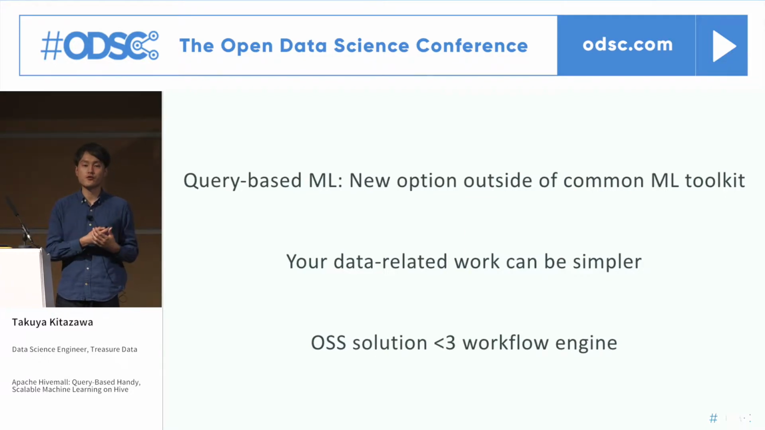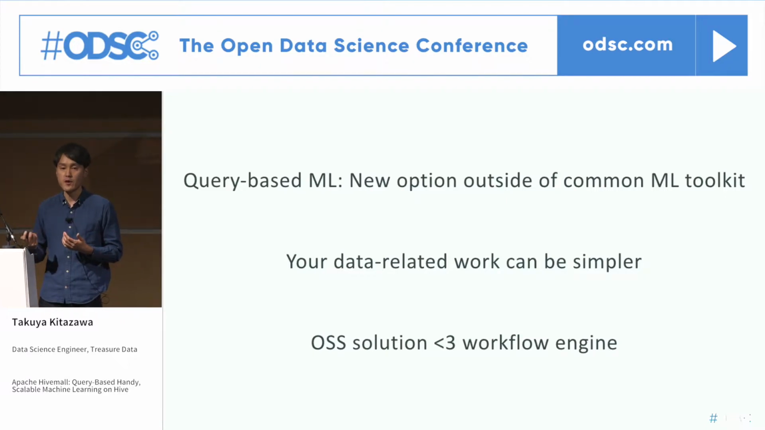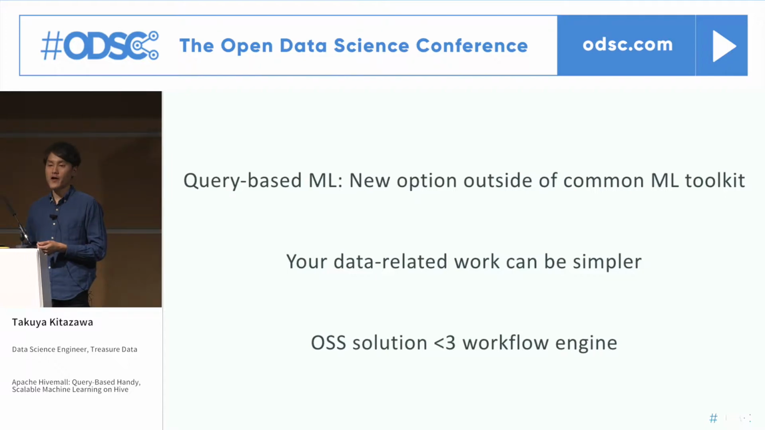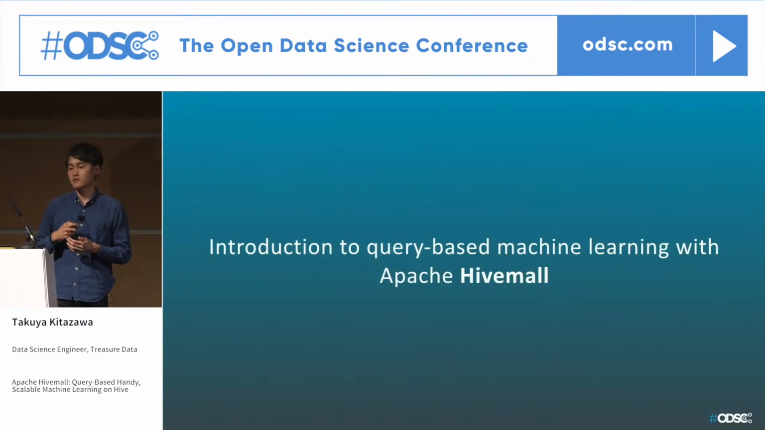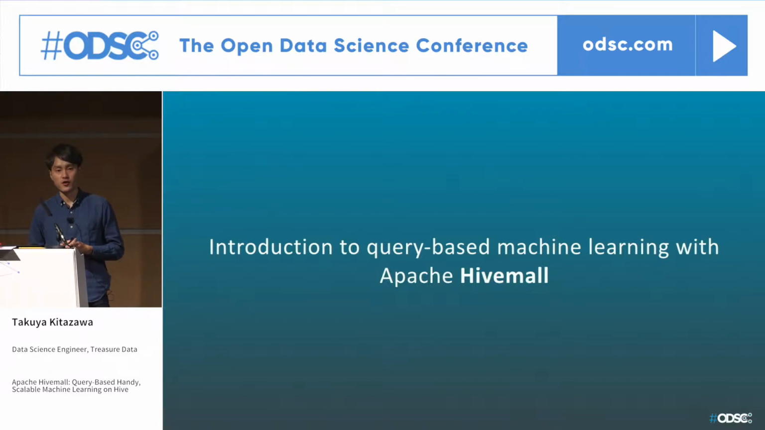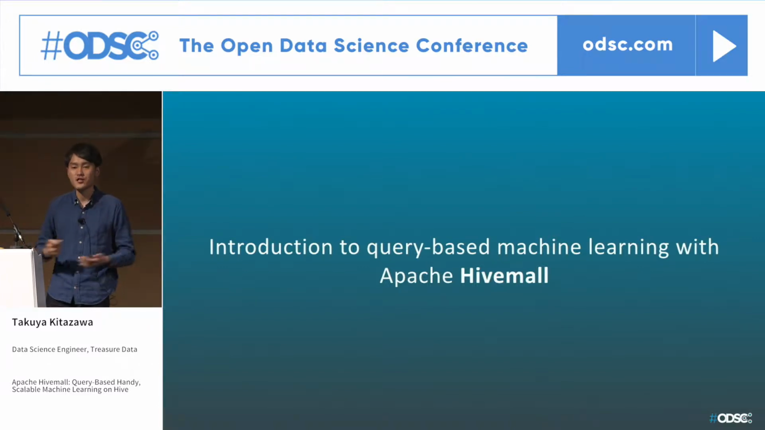And the OSS solution for query-based machine learning is Apache Hivemall and a workflow engine. That's the combination. All right, so from here, we're going to dive deep into the details of the actual usage of Hivemall, how Hivemall works, and how you can use it.